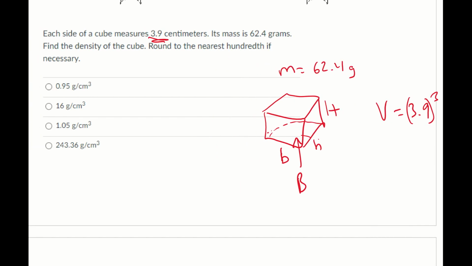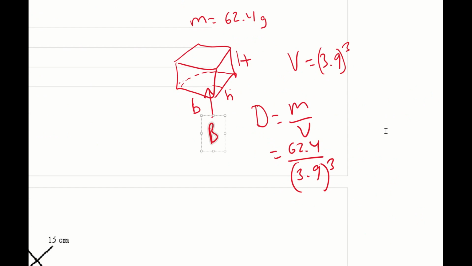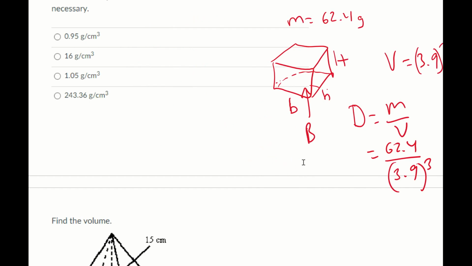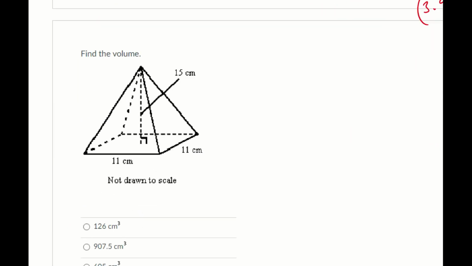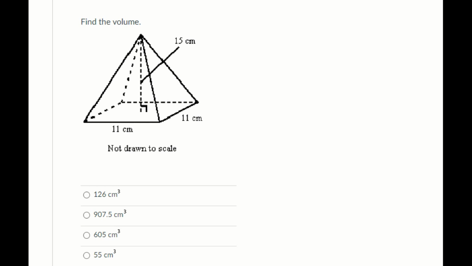And to find the density of the cube, the density is the mass divided by the volume. So we just plug in the numbers. 62.4 over 3.9 cubed. And we get about 1.05 grams per centimeter cubed.